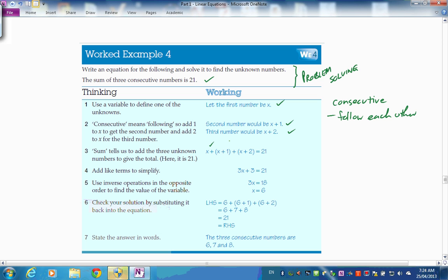Now the sum of them means you add the 3 numbers up, and the sum is 21. Collecting up all the x's, you got 3x plus 3 equals 21. X has been times by 3, 3's been added, do the reverse. Subtract 3, you'll get 3x on this side, 18 on this, divide by 3, x is 6. So the numbers are 6, 7 and 8. And you should go back and check that that solution works in your original unchanged equation.